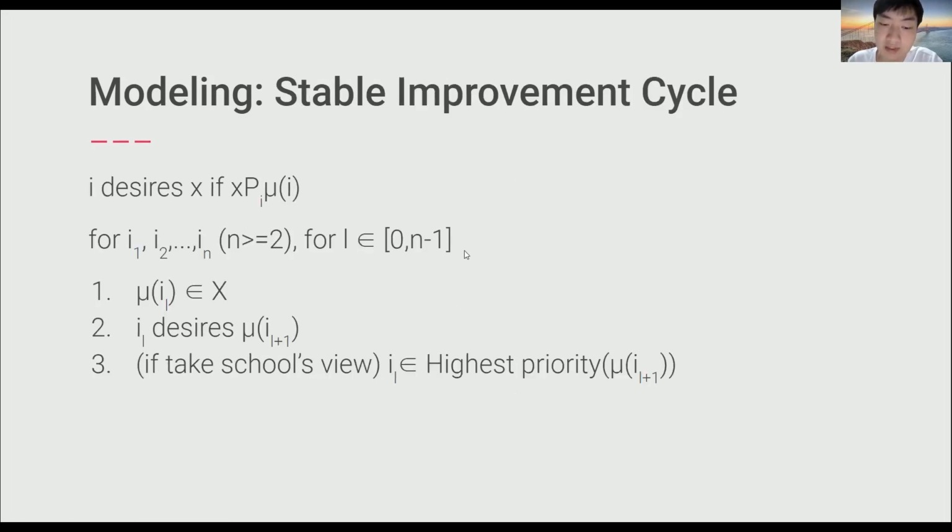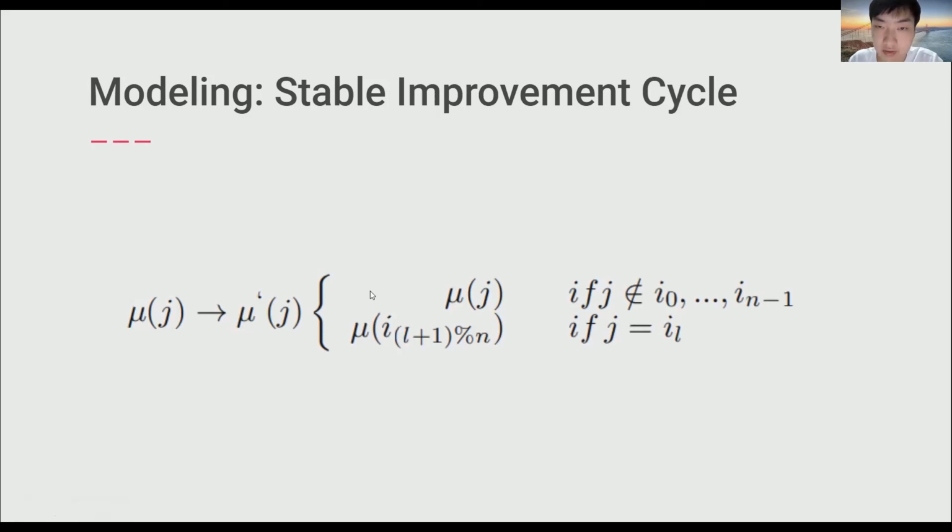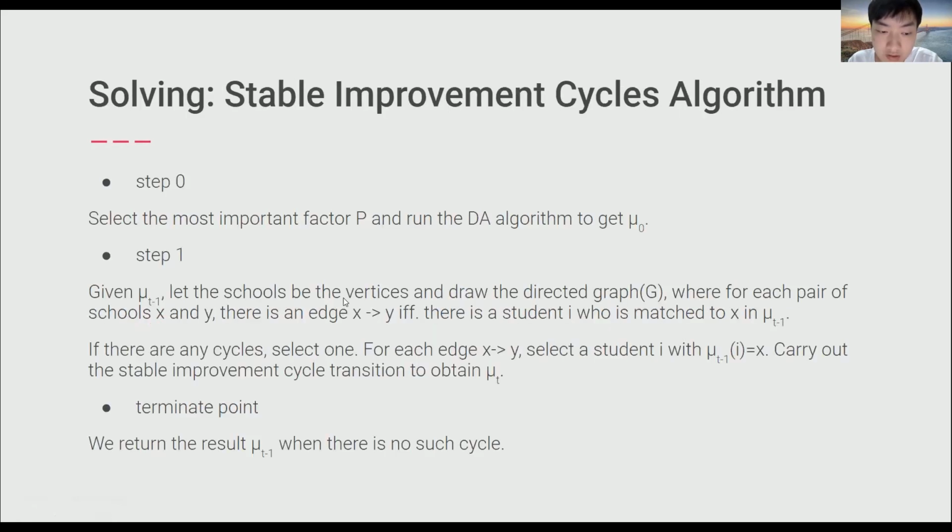Up to now, we can try to update basic DA to our new algorithm and find the student optimal stable matching. We may say I desires X if X P_I mu(I). It means under order P_I, I prefers X to the assigned school. And this is the definition of our stable improvement cycle. Okay, this is the transformation function. So now we can get our improvement algorithm.